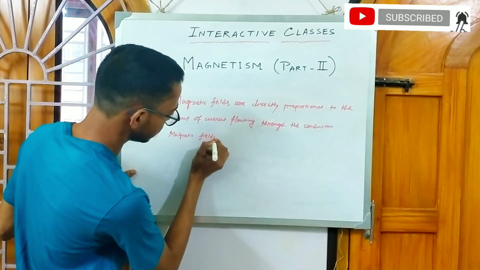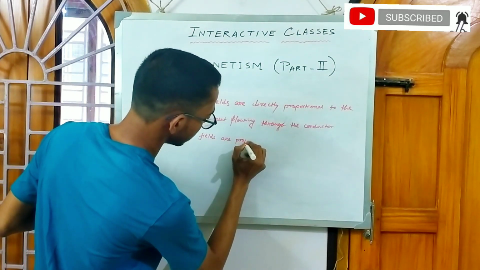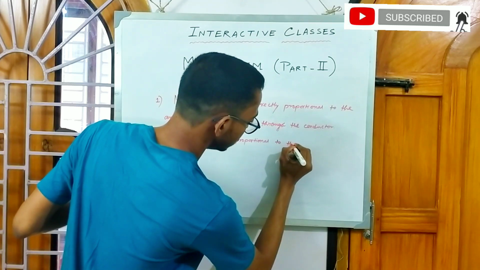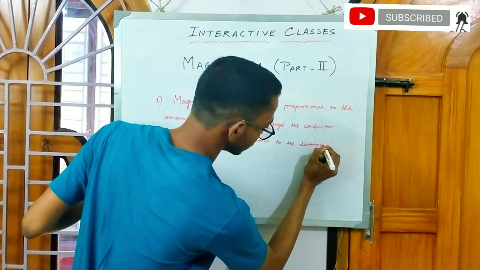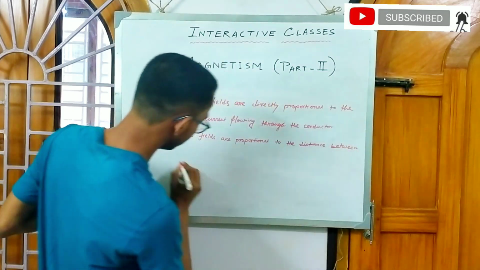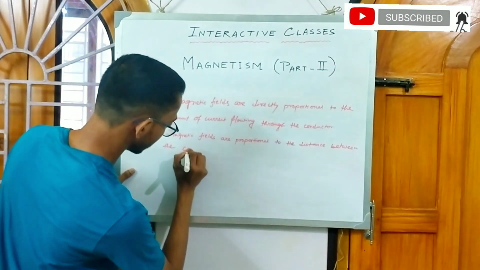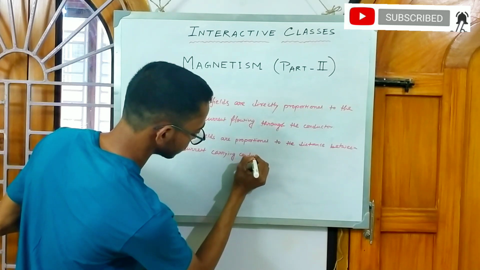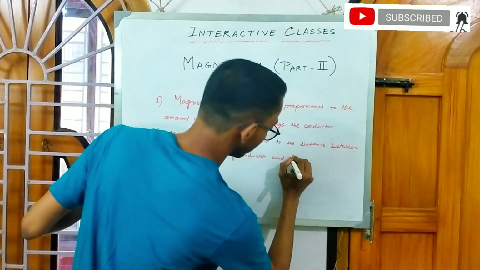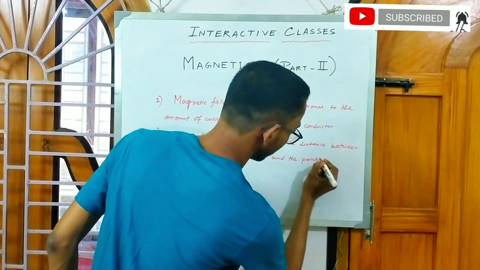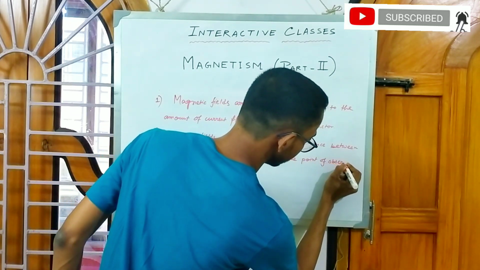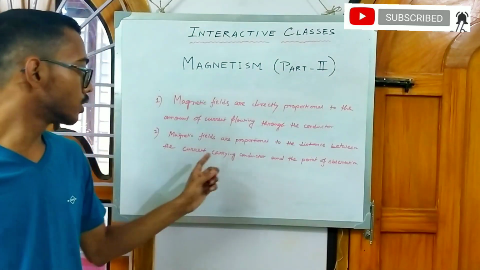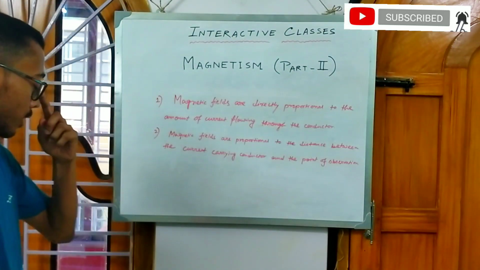Number two is magnetic fields are proportional to the distance between the current carrying conductor and the point of observation. Now let me explain this fact.